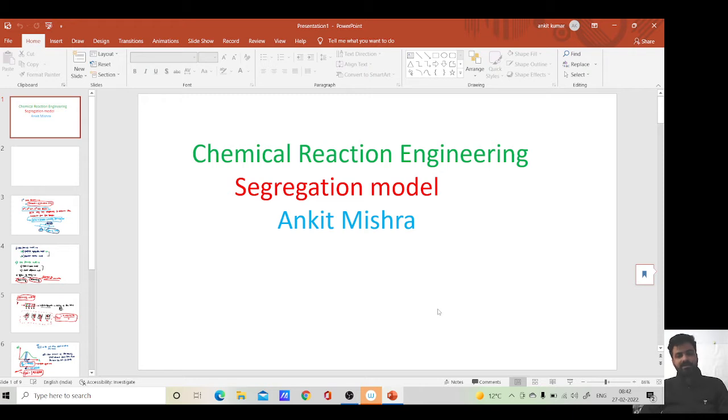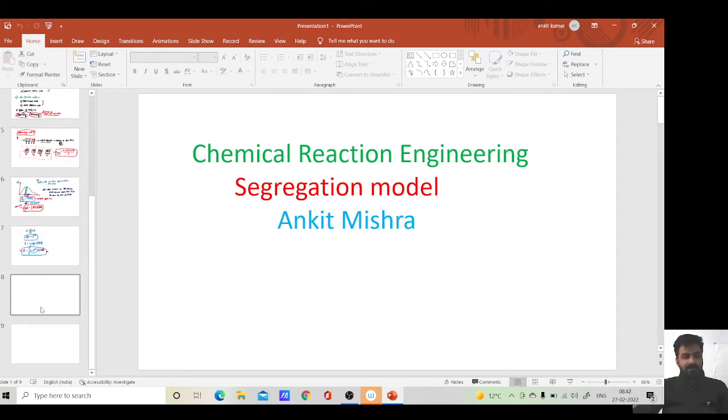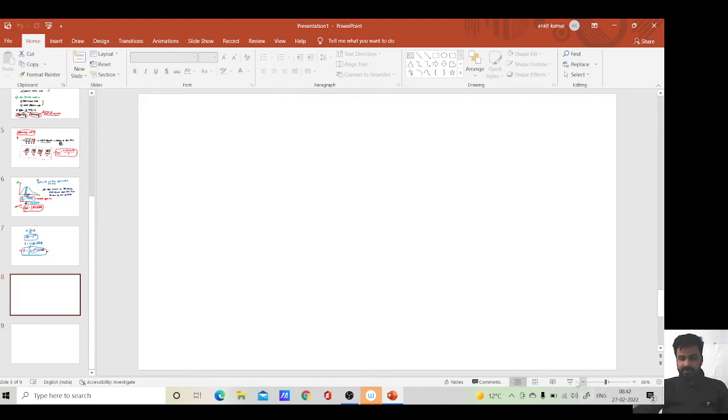In the previous session, we discussed the theoretical parts of the complete segregation model, and in this session, I am going to discuss the mean conversion in the CSTR and the mean conversion in the PFR separately. In the previous lecture, I took a single example of a first order reaction and showed how we calculate the conversion. So let's try to understand how we will solve the problem with this particular concept.